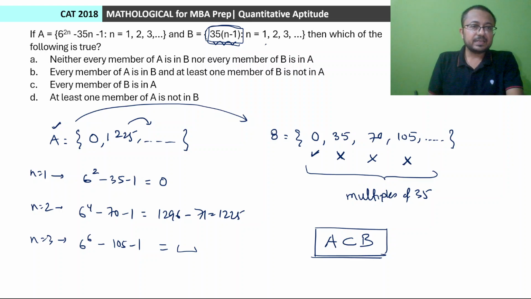In that case we can say option A will not be the answer, neither every element of A is in B nor every element. So the first part is incorrect. Every member of A is in B and at least one member of B is not in A. Every member of A is in B, yes, that is there, and at least one member of B is not in A. Definitely there are many members of B which are not in A, so option B will be the answer. Option B will be our answer in this case. That was the whole question. Is that clear? Can you appreciate and understand that option B will be the answer in this case?